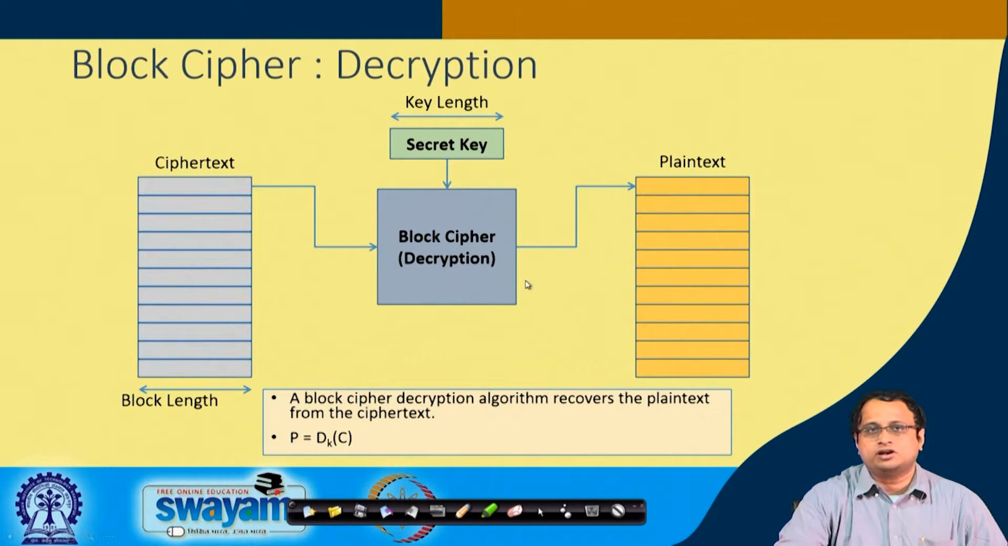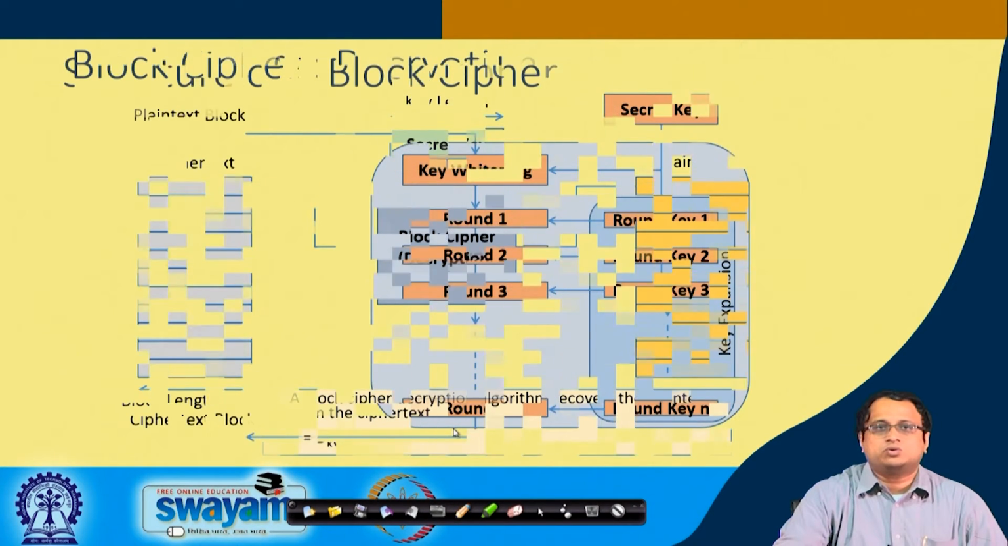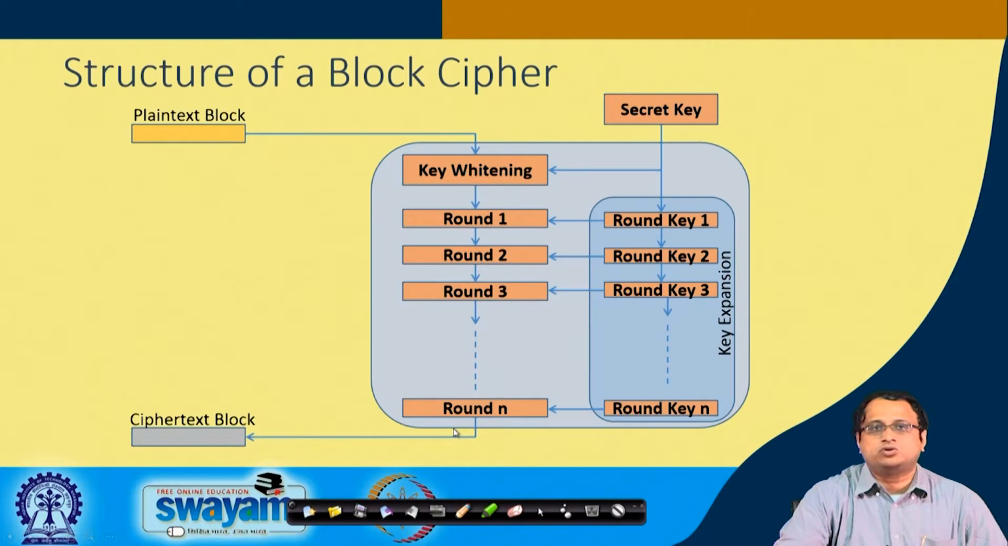Depending upon the mode in which you are applying the encryption, you have to apply a suitable mode for decryption. So, the block cipher decryption algorithm is denoted by this function, where I take the C, which is my ciphertext, and again I take my function which is denoted as D_K, and I obtain back the plain text.